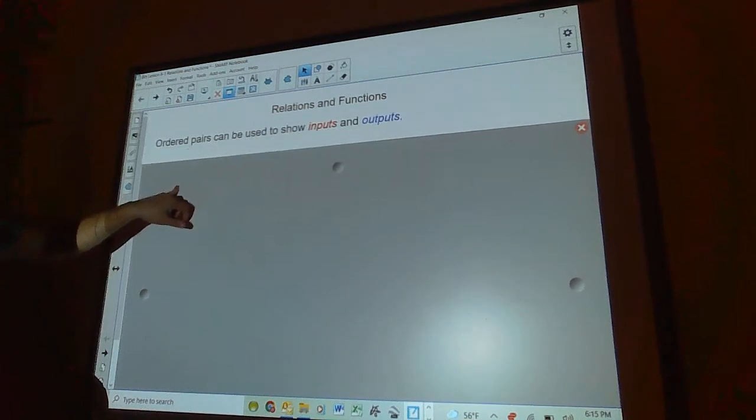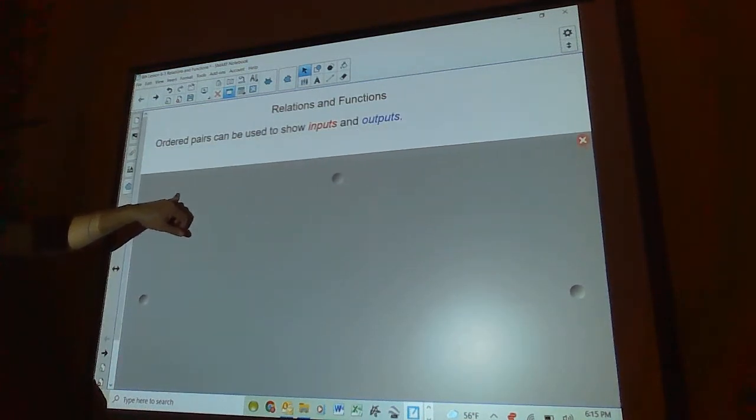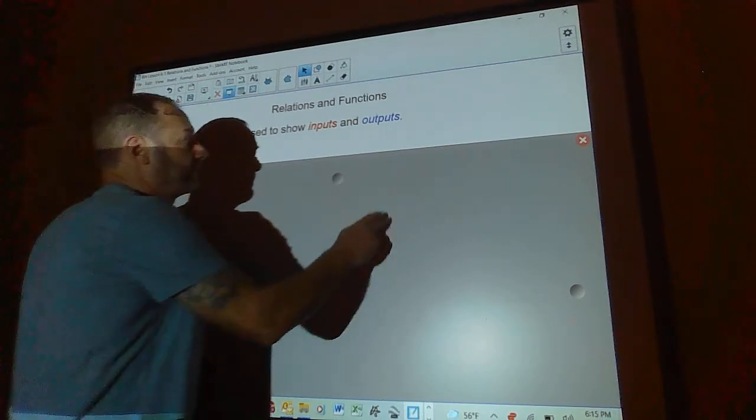Hey everybody, today we're going to talk about relations and functions. First we're going to talk about ordered pairs. Ordered pairs can be used to show inputs and outputs.